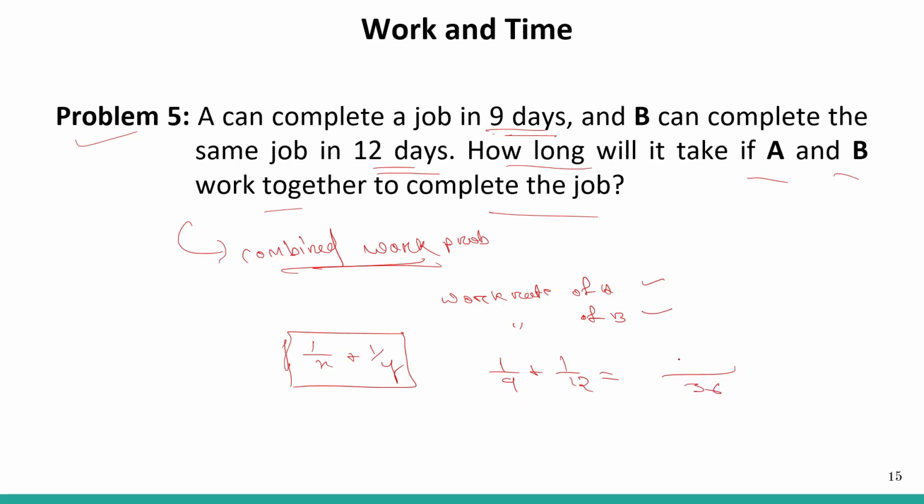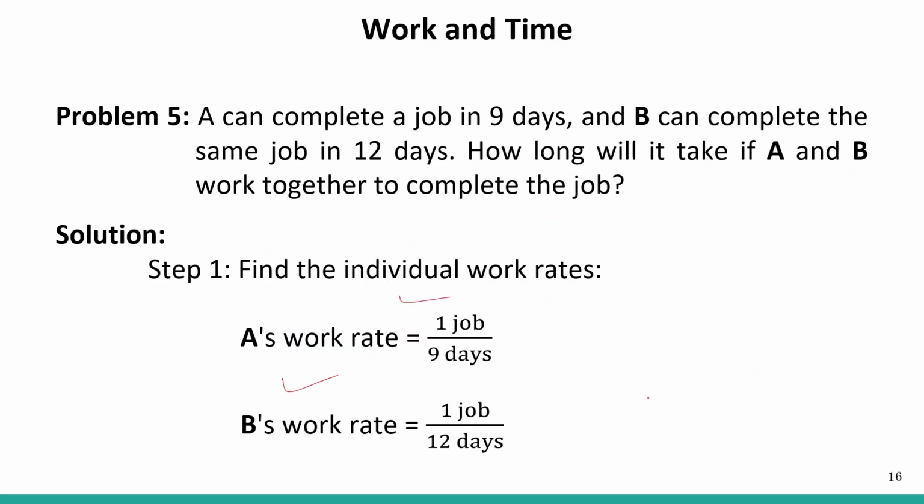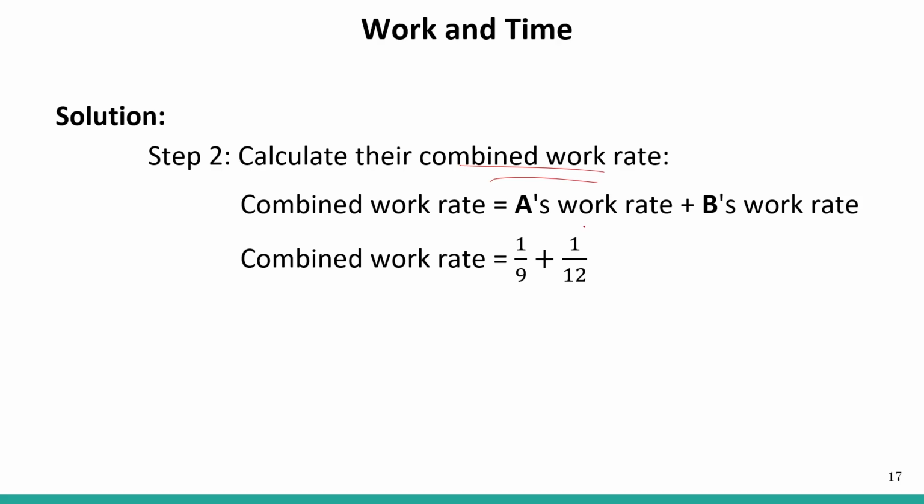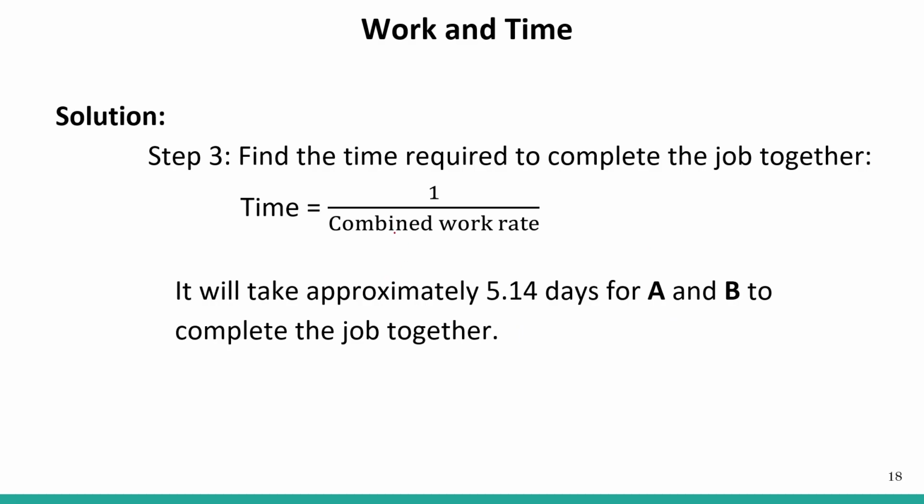This will be 36. So this will be 4 plus 3, which is equal to 7 by 36. Okay, this will be the combined work rate. So combined work rate is equal to A's work rate plus B's work rate, that is equal to 1 by 9 plus 1 by 12. That is actually equal to what? So it is actually equal to 7 by 36.